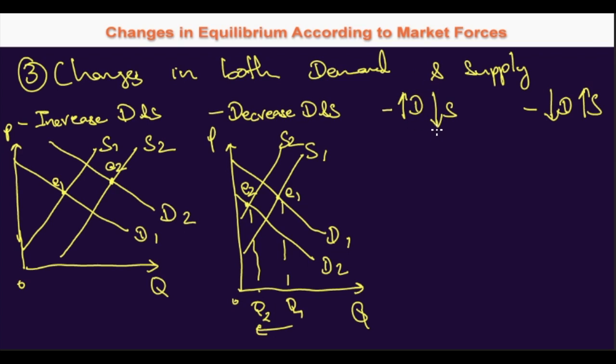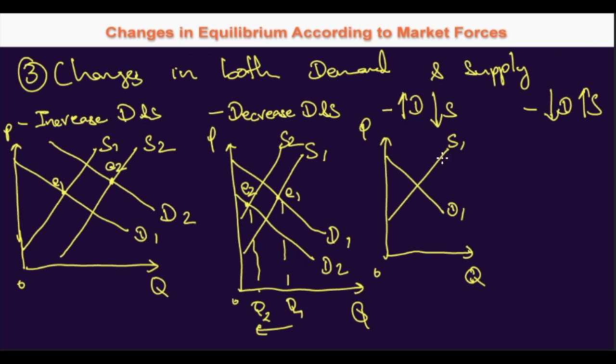So what happens when demand increases and supply decreases? We draw the curves here. This would be S1, D1, this is price, quantity, 0. Demand is increasing, so demand shifts to the right, D2, but supply shifts to the left, S2. Supply S2 and D2 are intersecting here at this equilibrium point.